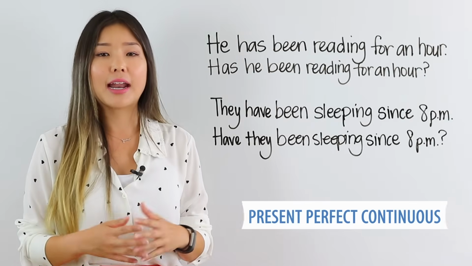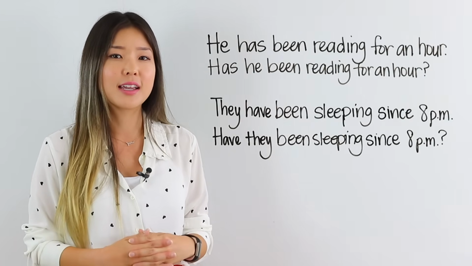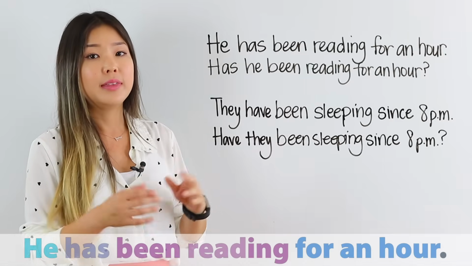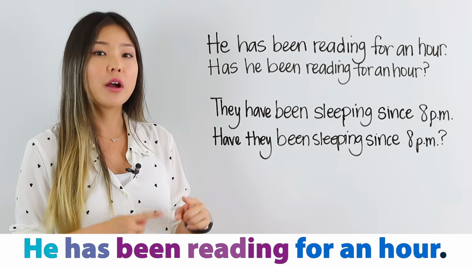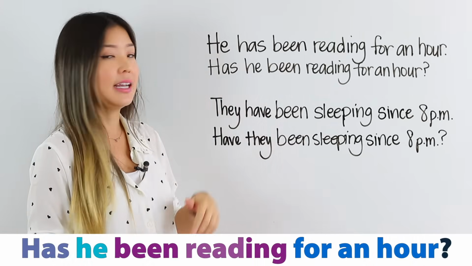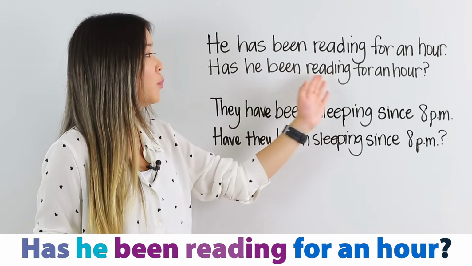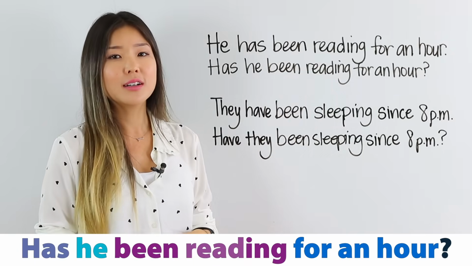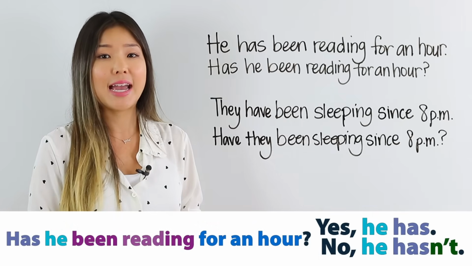Now, let's take a look at how to form the have or has question for the present perfect continuous tense. The first sentence says, he has been reading for an hour. Now, to turn this into a question, all we have to do is change the order of the first two words. So he has becomes has he. Has he been reading for an hour? You'll notice that the second part of the sentence doesn't change. Has he been reading for an hour? To answer, you can simply say, yes, he has, or no, he hasn't.